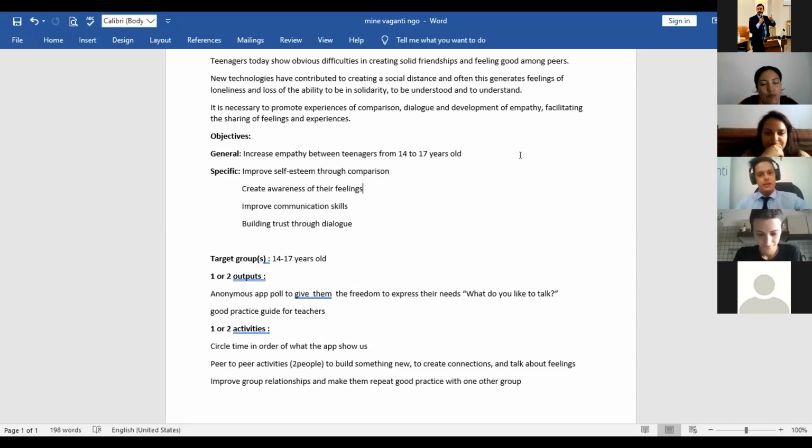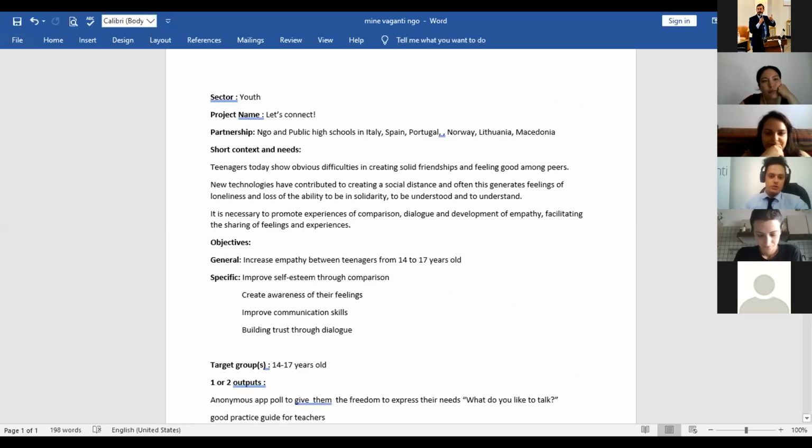I see here a very good potential to adjust and write the project either in youth, focusing more on youth organizations and maybe youngsters that are not in school. Yeah, also. Or school education if you're targeting high schools.